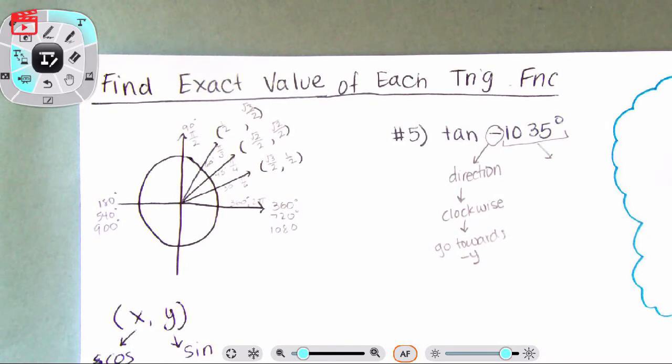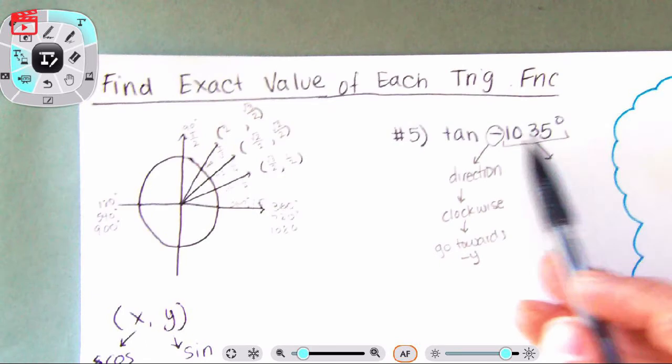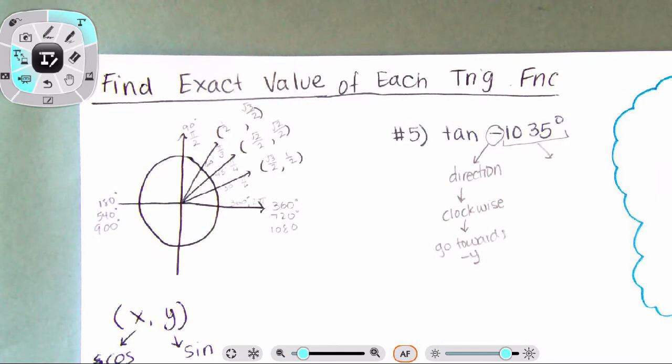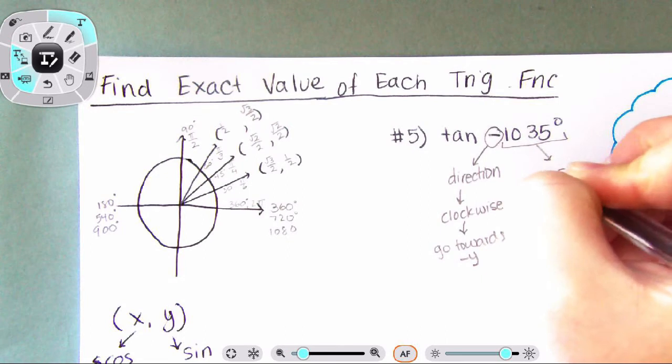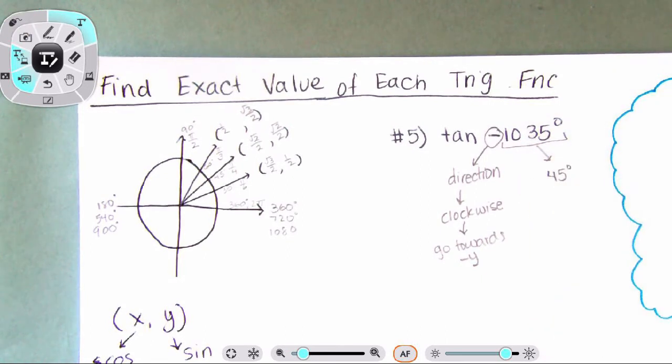So I'm going to say 1035 minus 360 minus 360 minus 360. And I already have 315. So let me actually back up. Since it's negative, I'm going to say negative 1035 plus 360 plus 360 plus 360, and I get 45 degrees. So now my coterminal angle is at 45 degrees.